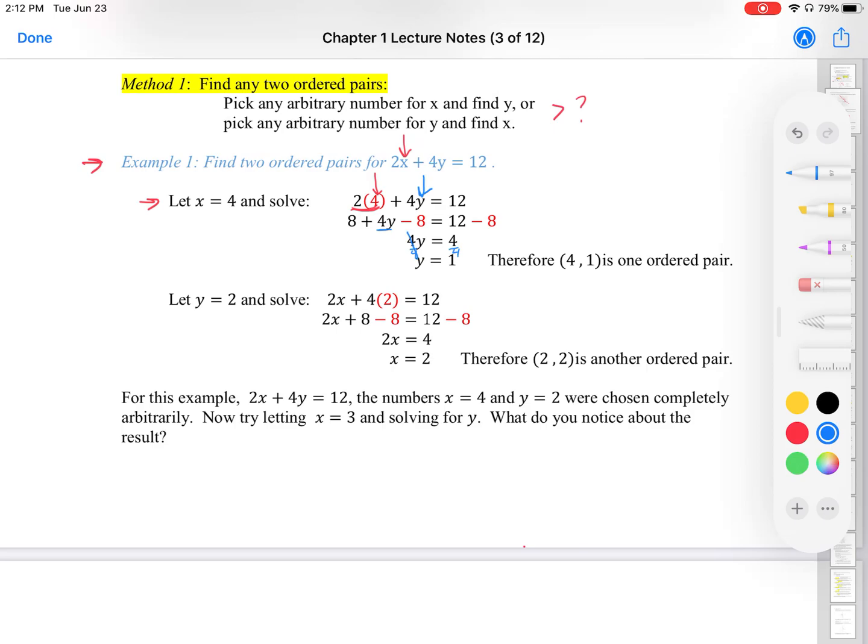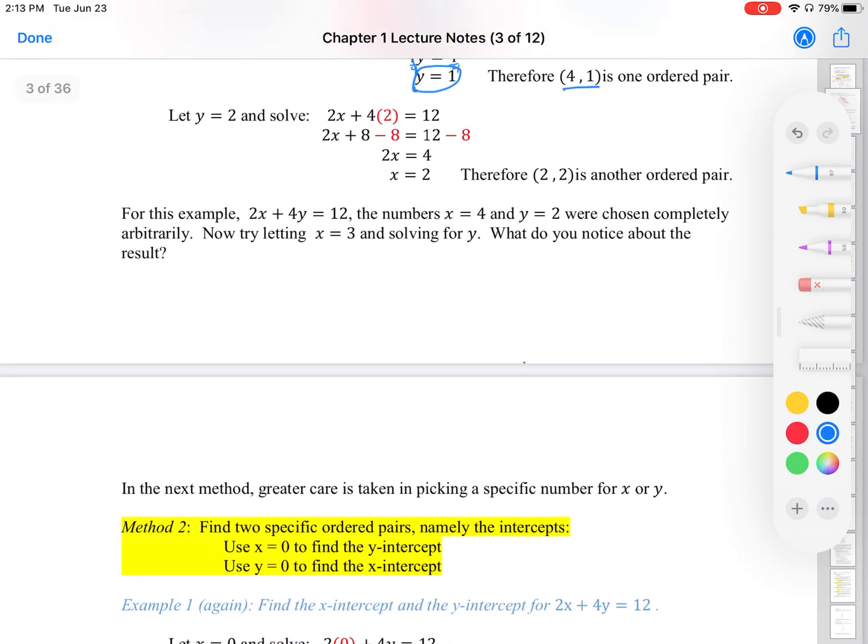So now we have our point. A point is always made up of x comma y. We chose our x in this case. We said x was 4, and we got an answer that told us that y is 1. Therefore, 4 comma 1 is one ordered pair. Now, as we said, to find our line, I really need just 2. I can find as many as I want, but 2 is the least amount you need.